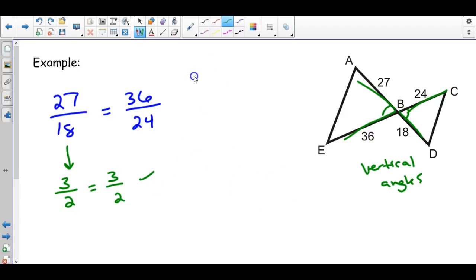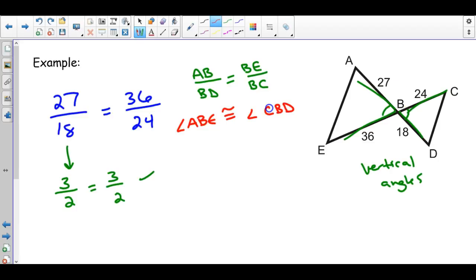So what I would do first is say that my ratio of AB over BD is equal to the ratio of BE over BC. And that basically states the fact that's drawn here. What I would also do, for some supporting evidence, is say that angle ABE is congruent to angle CBD. Now what that's doing is again identifying that my included angle is congruent between those.